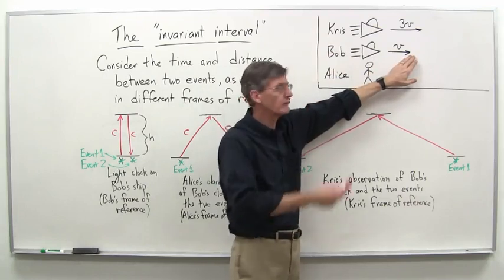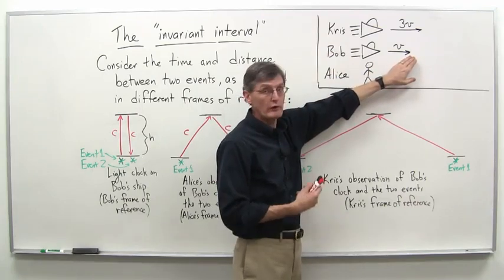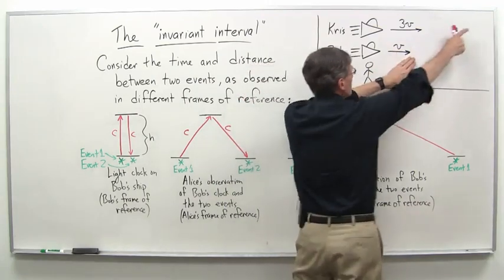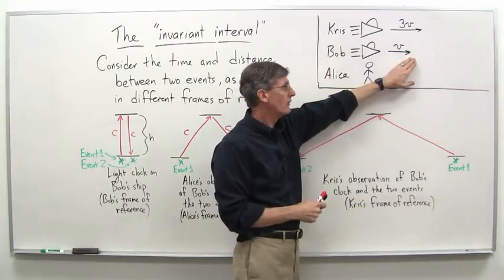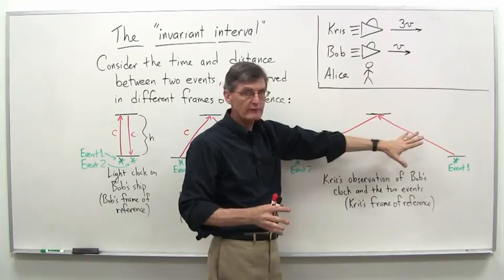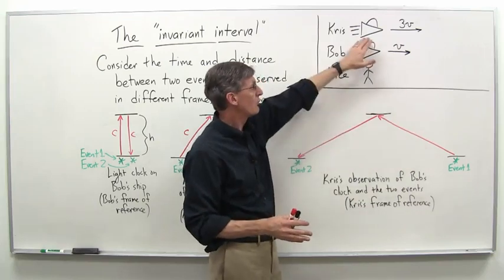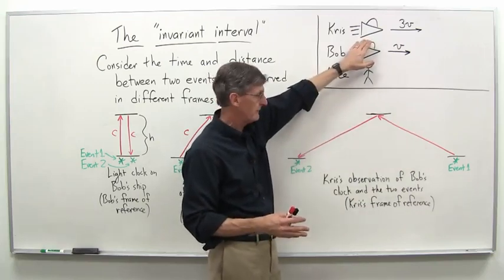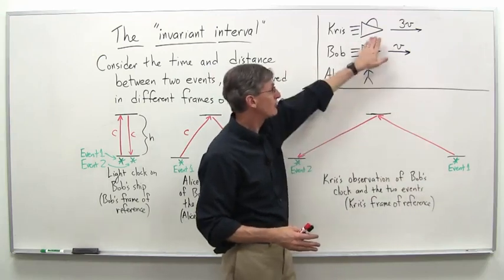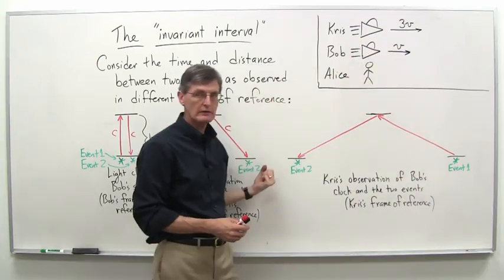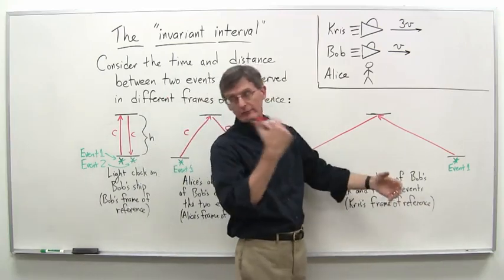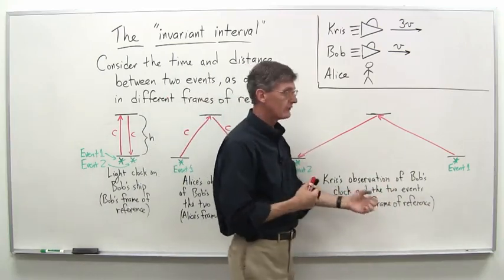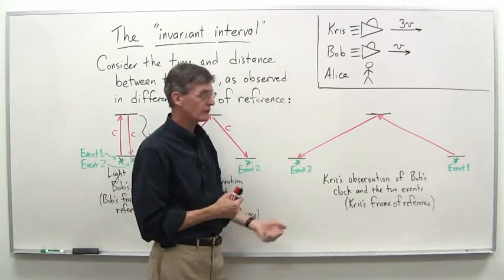The light pulse goes up, comes back down again right here. Whereas Chris at that point is about 3 times farther down the road. Therefore, in her frame of reference she will see event 1 here. There's event 1. But event 2 will occur behind event 1, because she's gone farther. She's looking back at Bob and sees event 2, the light pulse come back down again.